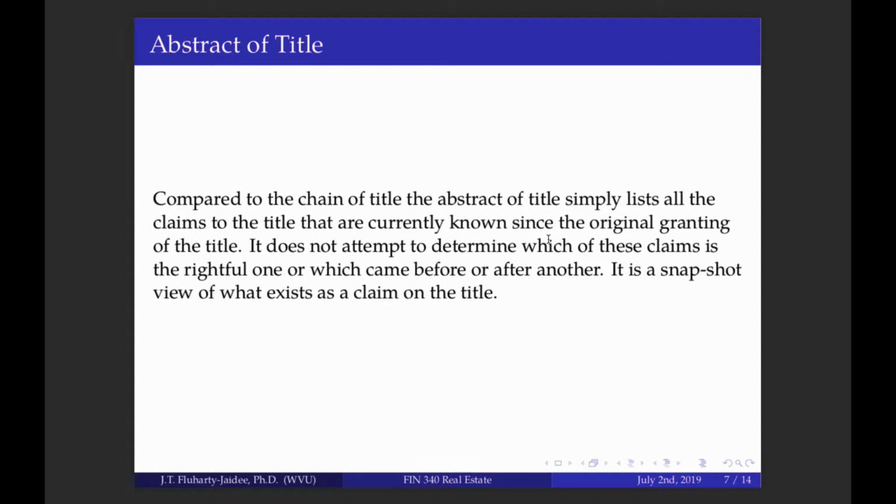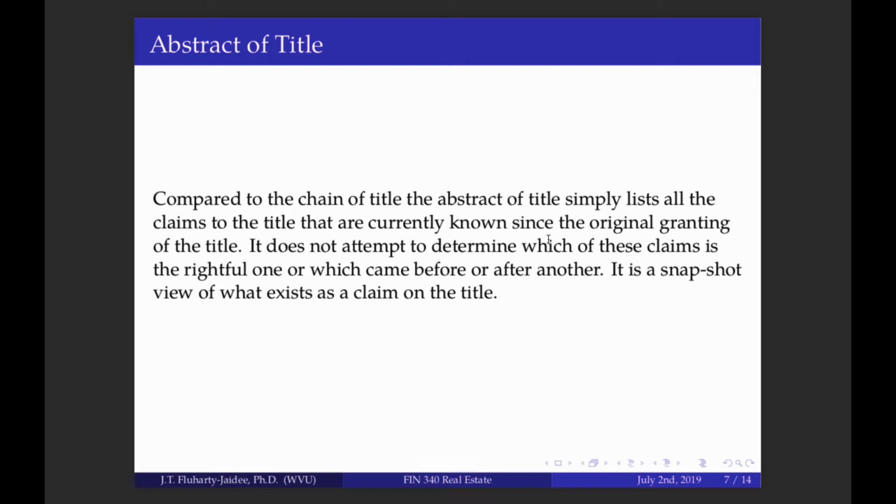The abstract of title doesn't try and figure out who owns the property today. It does not care. All it tries to say is, these are the individuals who have owned the property in the past, or who have had encumbrances, mortgages, claims upon the property in the past, who may currently have claims to the property at the current time. Again, it does not try and figure out who currently has right to the property or who previously had right to the property and in what order. It doesn't care. It just says, these are the ones who had it before, and we're going to list them all here as a snapshot.